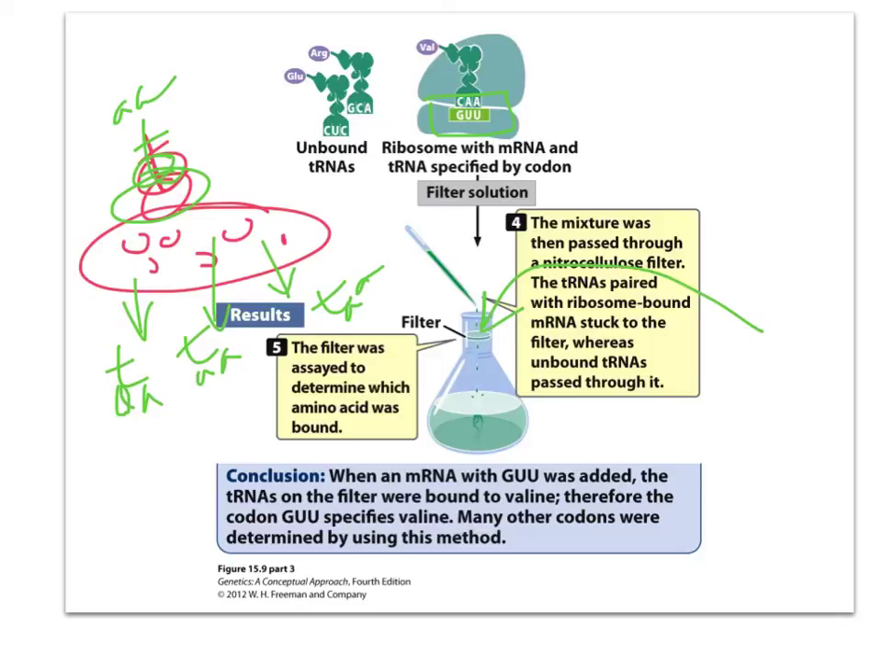So that's the experimental method for how they figured out which codon in the mRNA codes for what amino acid. And that's how they also figured out what tRNAs are involved. And we'll get into the tRNA problem when we do translation.